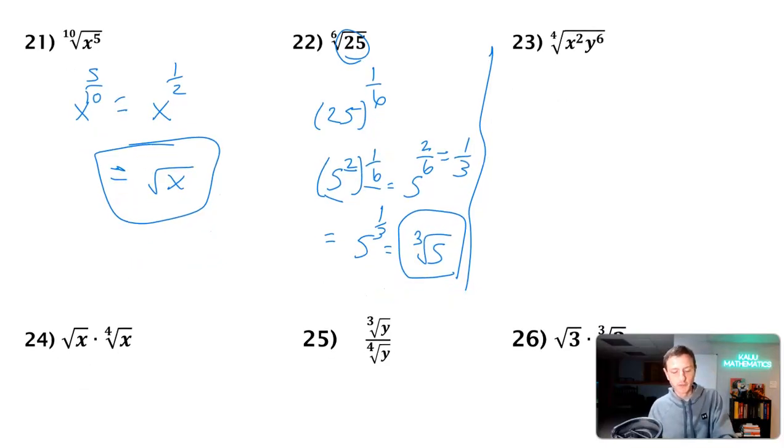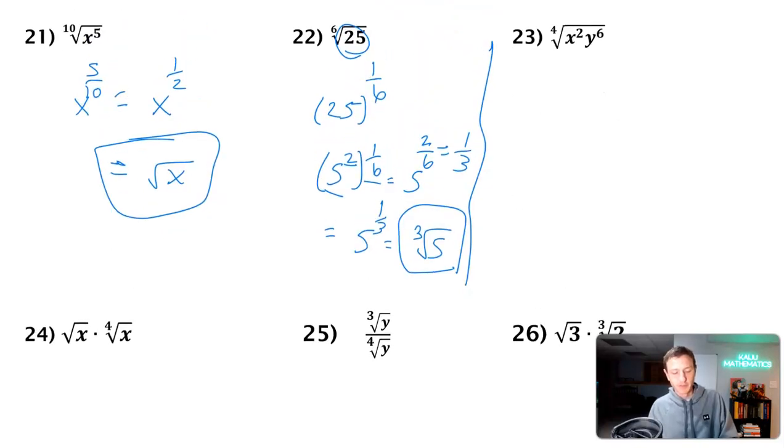Let's see, what could I do with this one? So this is the 4th root of x squared y to the 6th. So what I would do for this one is I would just rewrite this as x to the 2nd, y to the 6th, all being raised to the 1/4. Now, if I identify that I have this whole entire expression of x squared y to the 6th being raised to the 1/4, everything is power to a power.